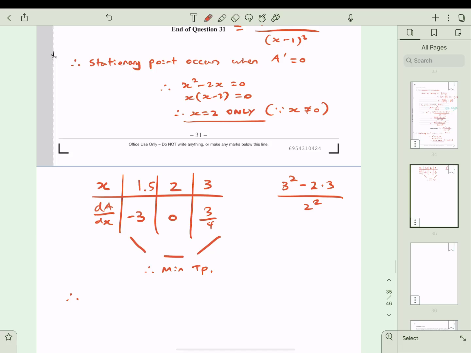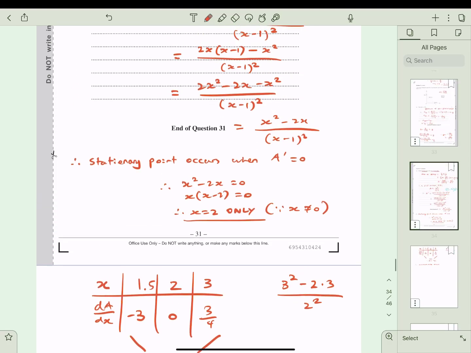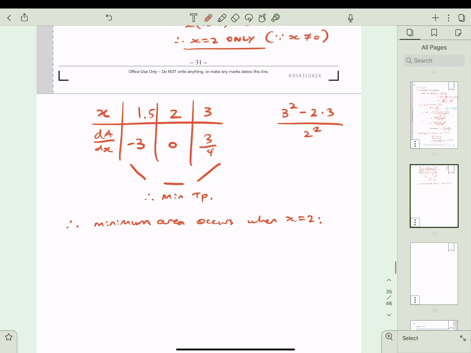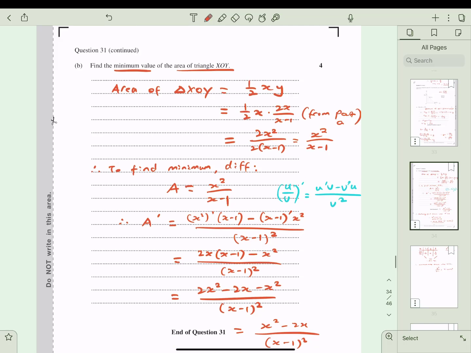So hence, the minimum area occurs when x equals 2. And when x equals 2, we need to find the area. Remember, the question is asking us for the area, not for the value of x. So last step: 2 squared over 2 minus 1 is going to equal 4. So the minimum area is 4 units squared. And that is my answer. Okay, so that's it for question 31 and question 30.